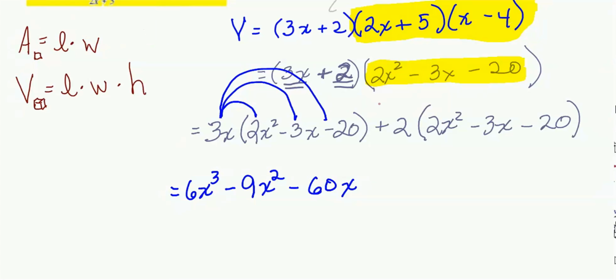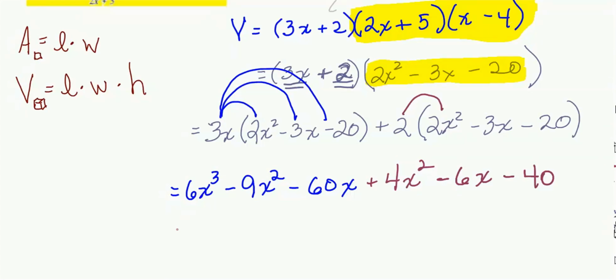Alright, so now 2 times 2x squared is what? Plus 4x squared. Now watch what's going to happen. We're going to have like a little pattern that's going to happen here. This will also count down. 2 times negative 3x is what? Minus 6x. And then 2 times negative 20, minus 40.